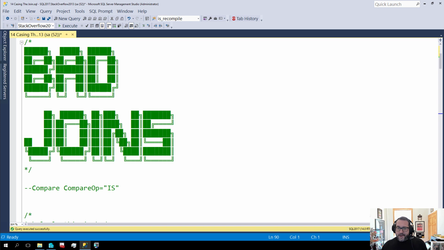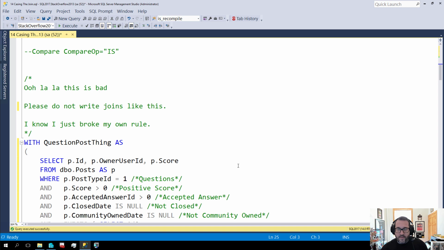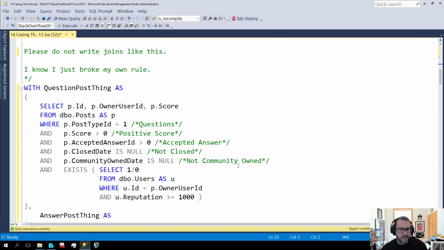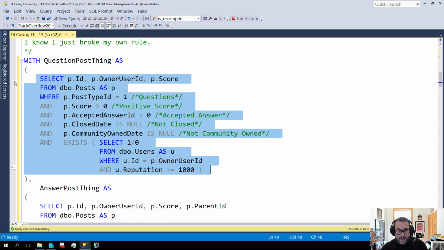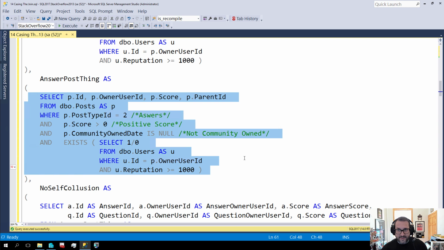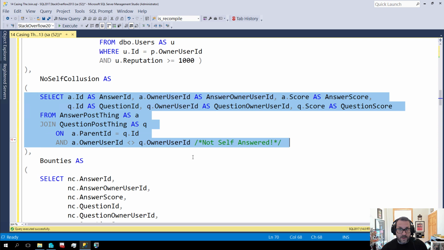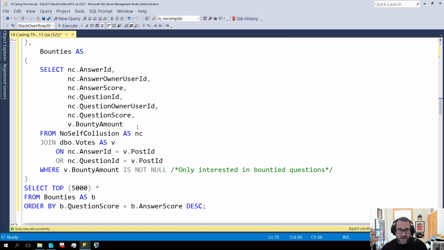One good example of that is when you put OR conditions in joins. This is a somewhat complicated query. Not very complicated, there's just a lot of stuff going on in it. There's this common table expression which is going to get us information about questions, and then this common table expression which is going to get us information about answers, and then this common table expression which is going to make sure that we did not self-answer anything. We're going to join those together, and then this common table expression which is going to join to the votes table, and this is where our problem begins.